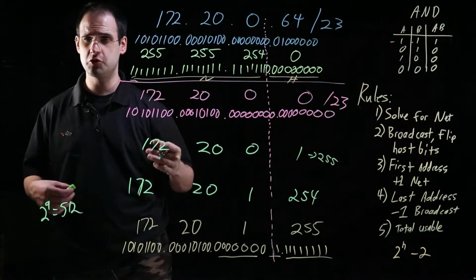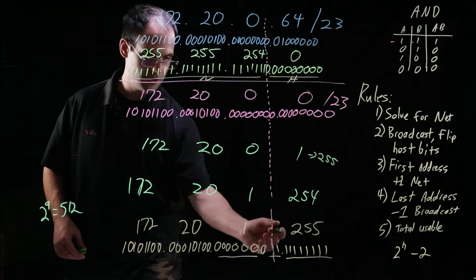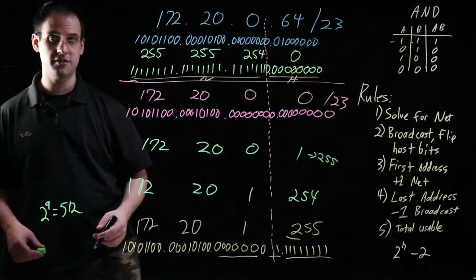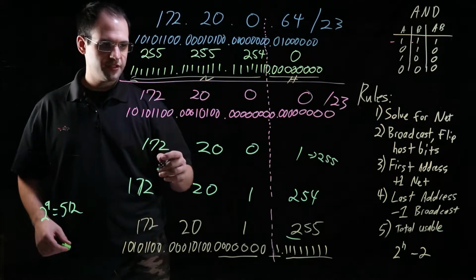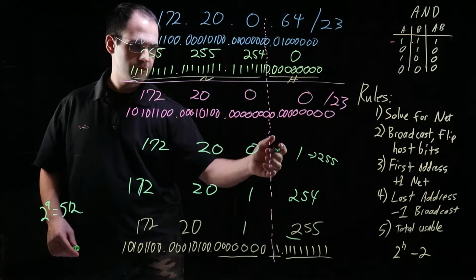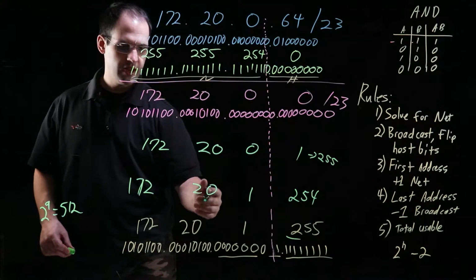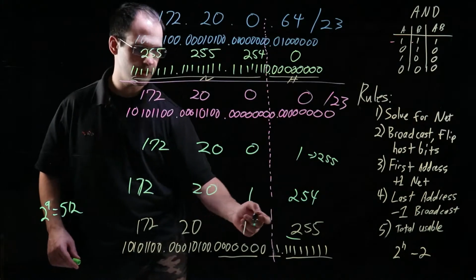So 172.20.0.255 is an actual address. It's not a broadcast address. This is the broadcast address down here. That guy's the broadcast address down there. So remember, like I said, we start with 172.20.0.1, and then we go up to 172.20.1.254.